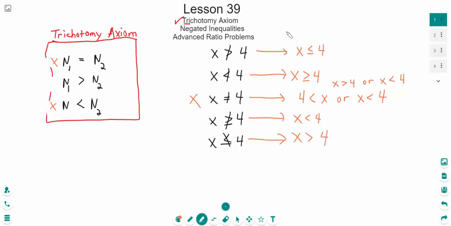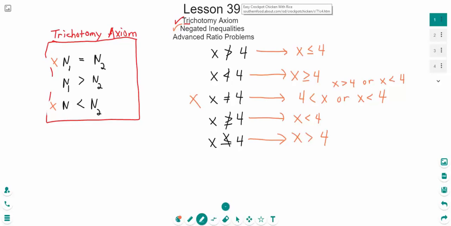Okay? So this slash that we've been talking about, we call that the negation of the inequality or the equal sign. It's the negation mark. And the negation means that you add a not in front of it when you're reading. X is not greater than 4. X is not less than 4. So that negation sign, that slash, just think of it as the word not. All right? That is what we're talking about when we talk about negated inequalities.